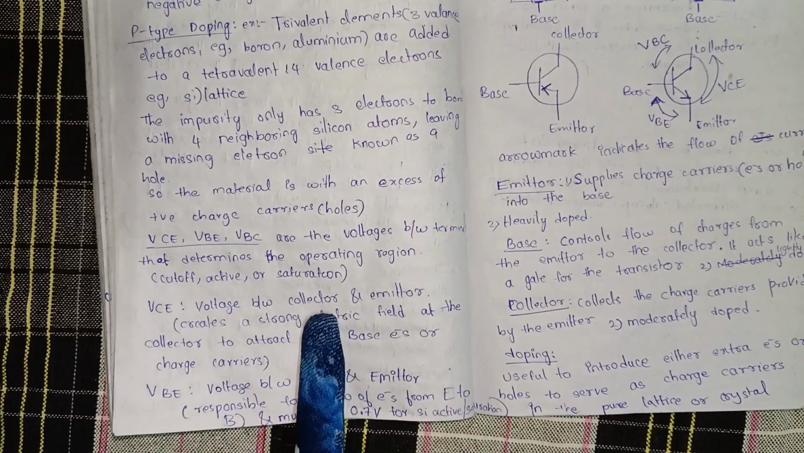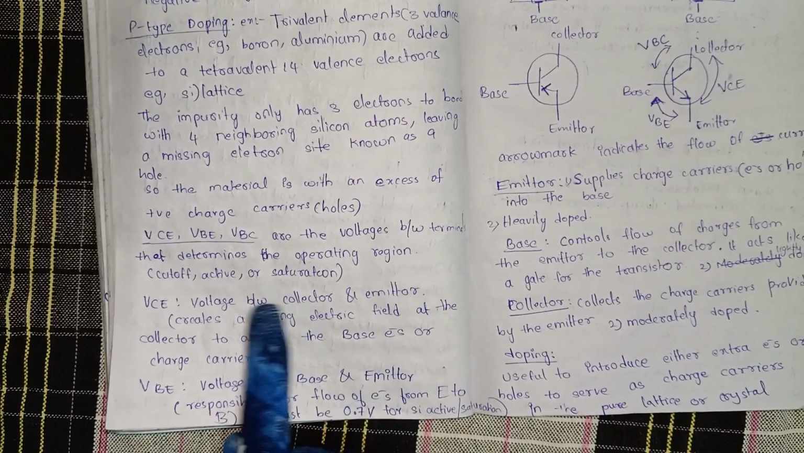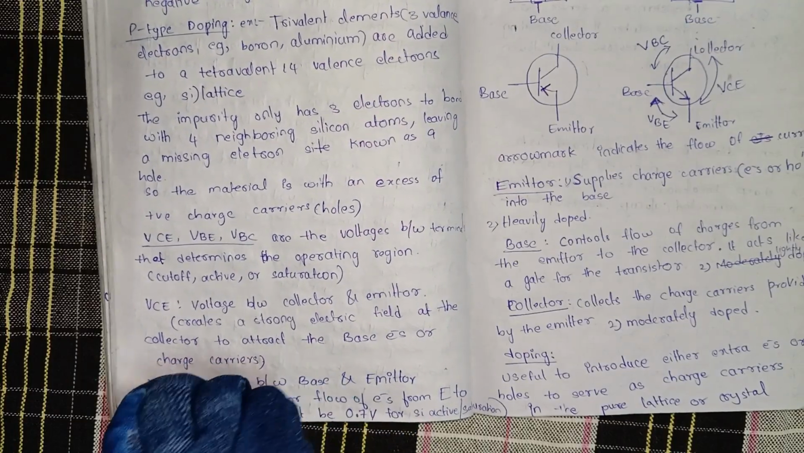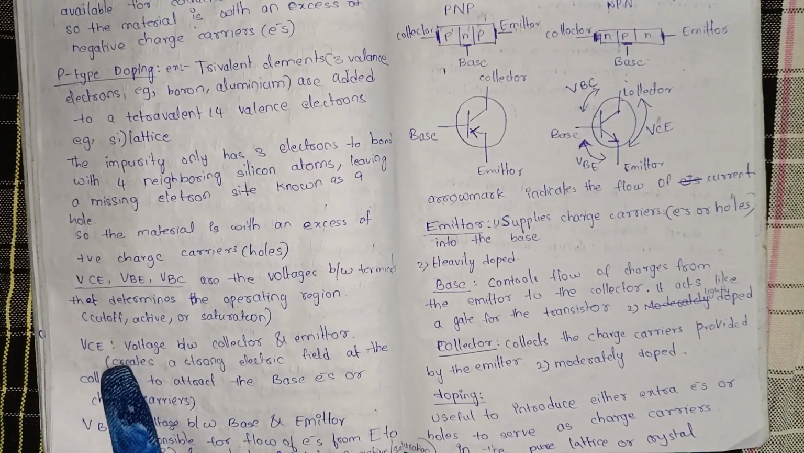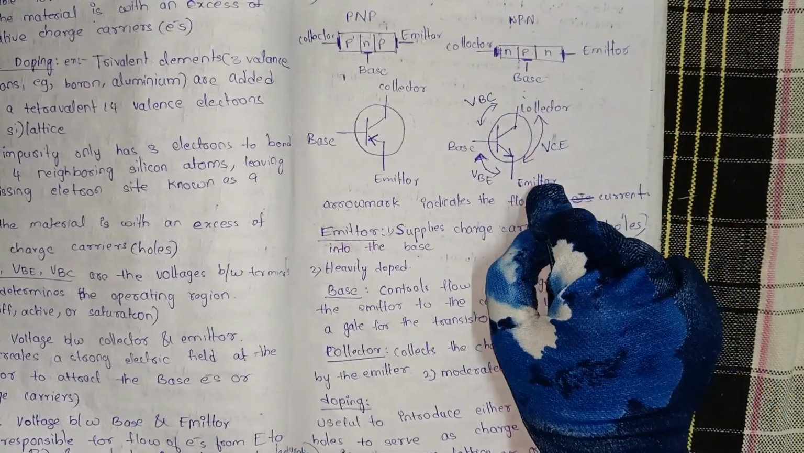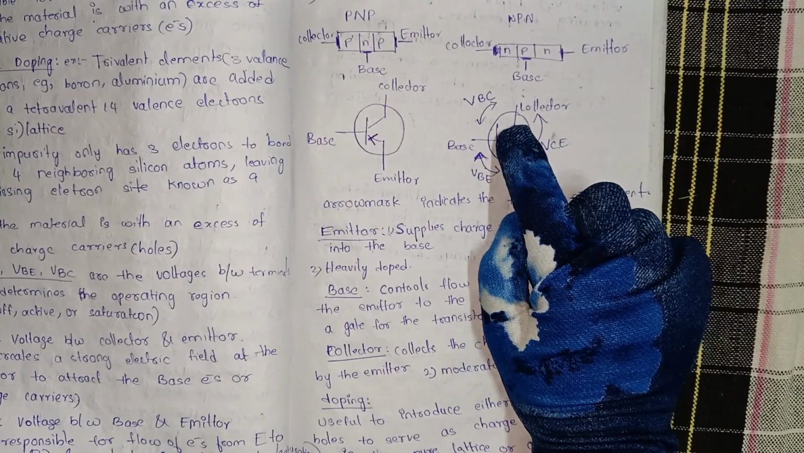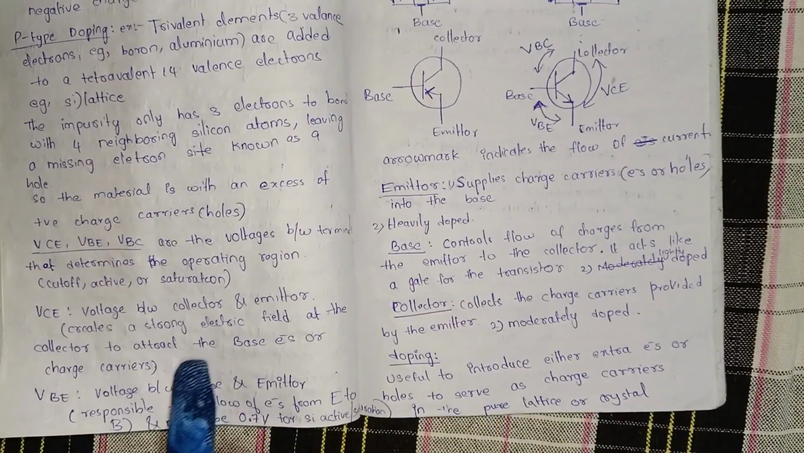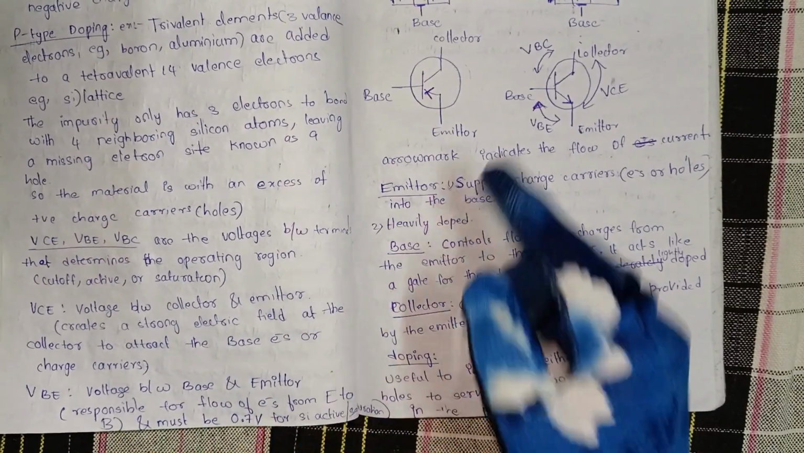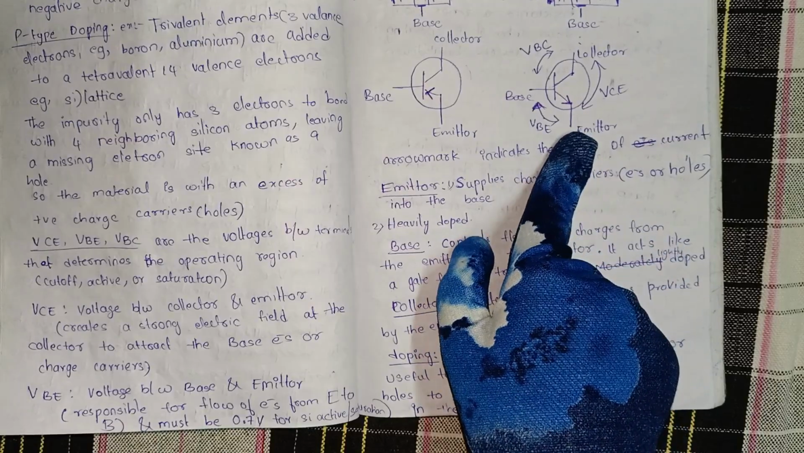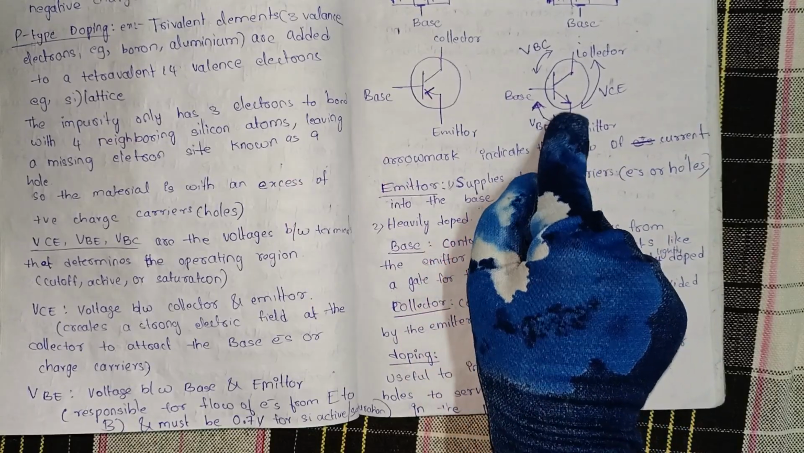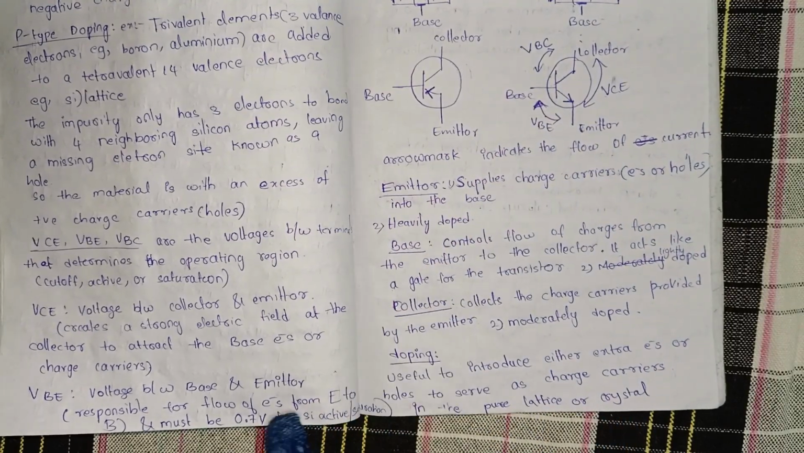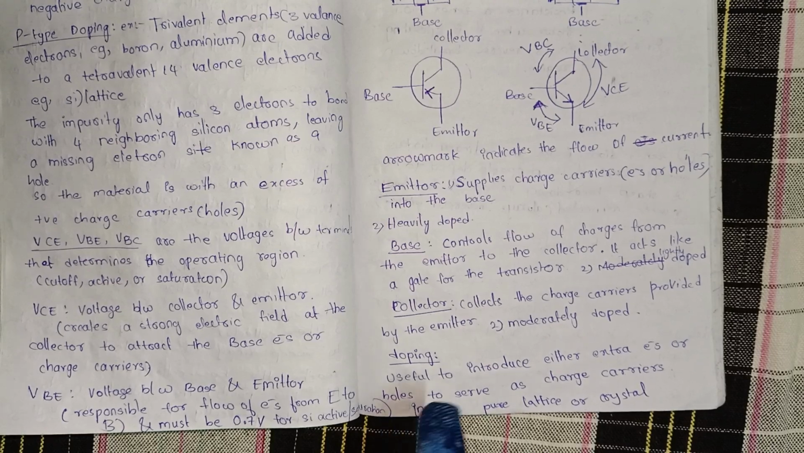Then VCE, the voltage between collector and emitter, creates a strong electric field at the collector to attract the electrons, the charge carriers, from the base. Then VBE, the voltage between base and emitter, is responsible for the flow of electrons from emitter to base, and it must be 0.7 volts for silicon in the active or saturation region.